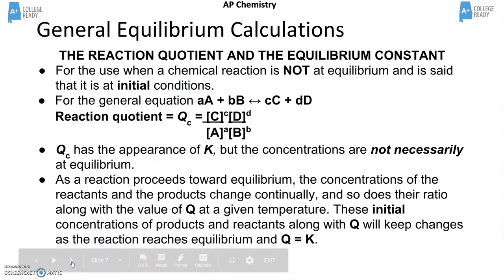Pretty simple. So again, now we're going to look at the difference between Q and K in terms of mathematical problems. Let me just reiterate again, what is Q? Q is when conditions are not at equilibrium. Yes, the reaction quotient is written just like a K value, but it's not going to be at equilibrium.